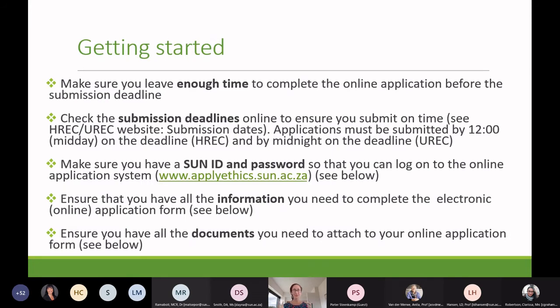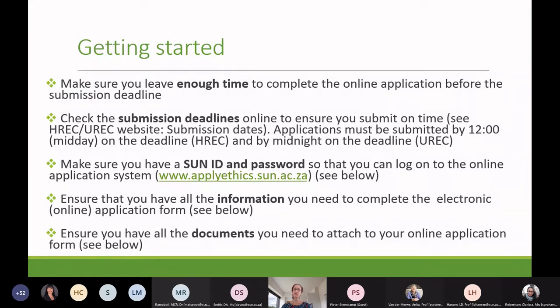So to give you a quick background on what you need to do, you need to leave enough time to do an ethics application. Don't think that you will get it done in a day or two just before the deadline. So start anticipating what you need up front, quite a lot ahead of time. Check the submission deadlines and plan ahead for when you want to be submitting by.